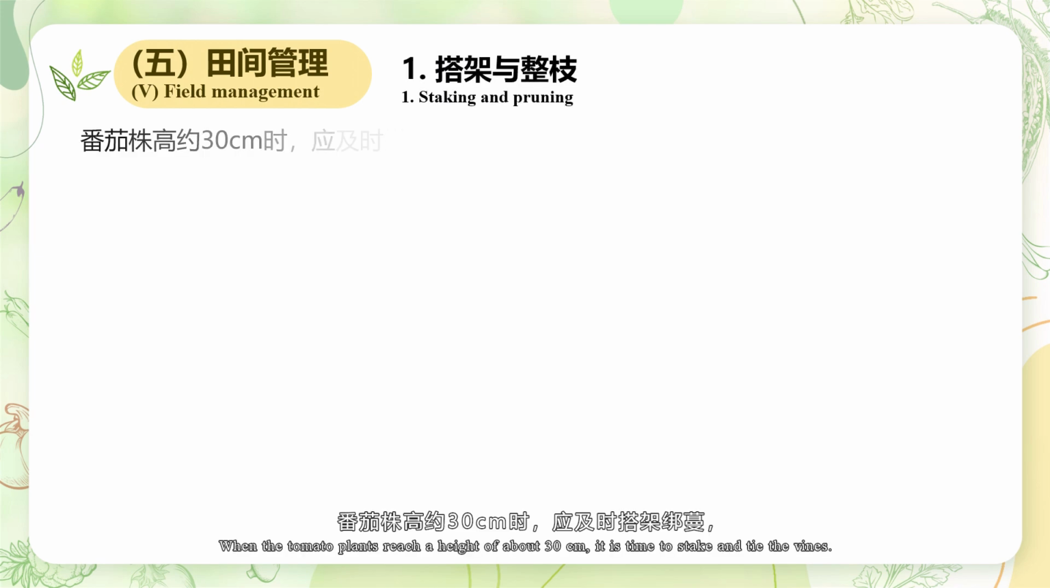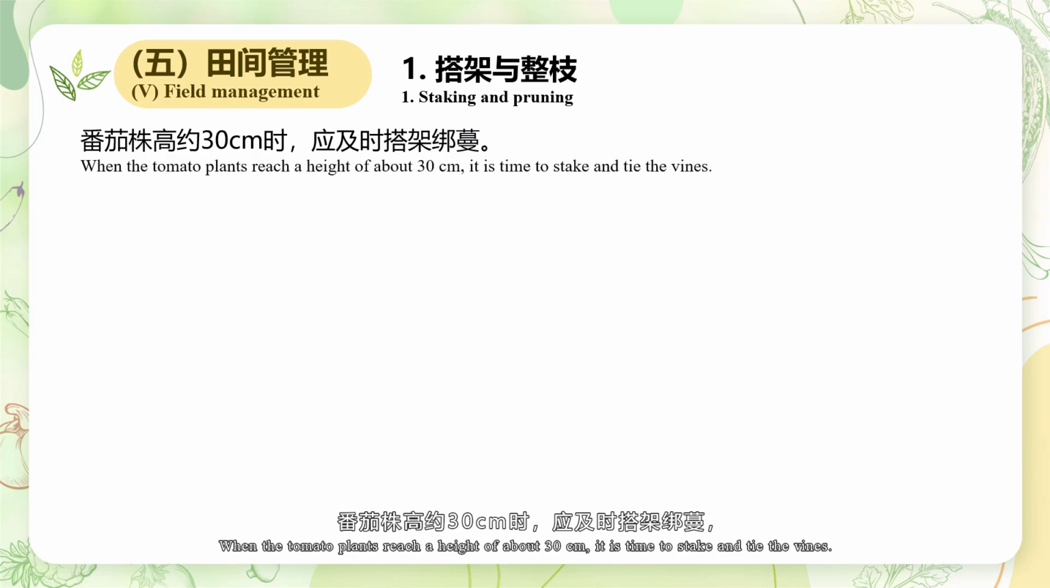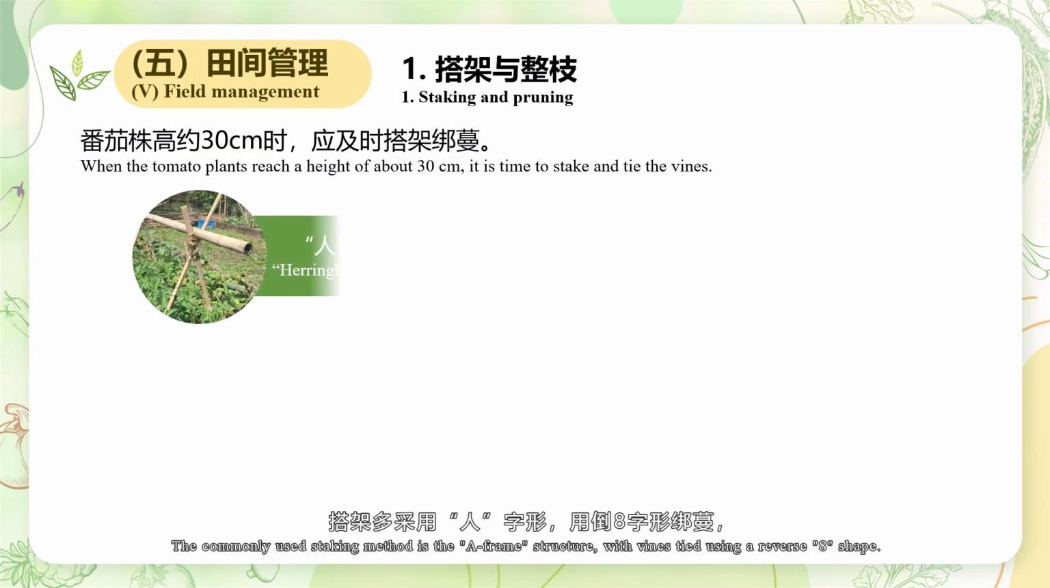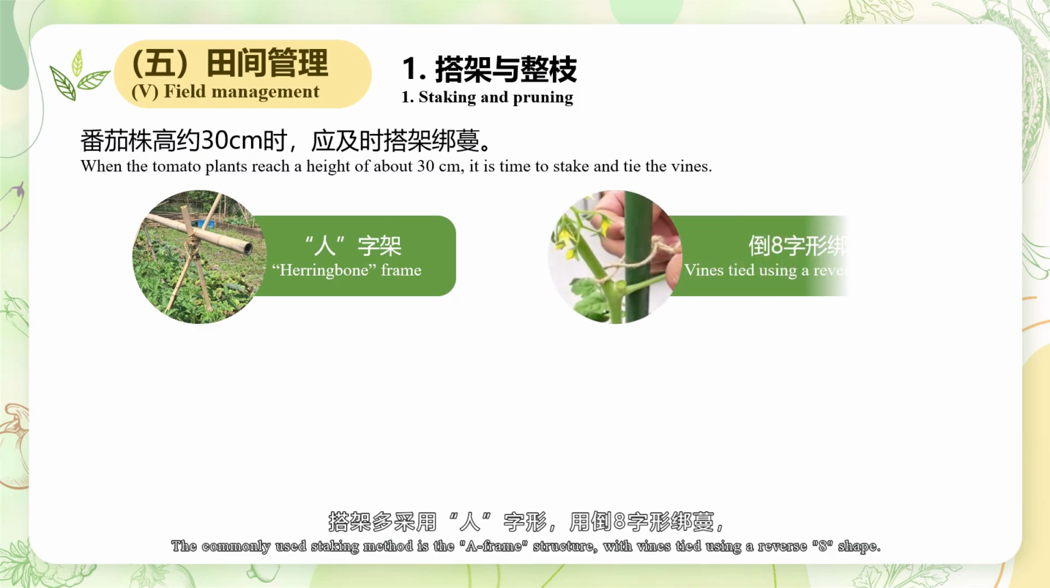5. Field management. 1. Staking and pruning. When the tomato plants reach a height of about 30 centimeters, it is time to stake and tie the vines. The commonly used staking method is a frame structure with vines tied using a reverse H shape.